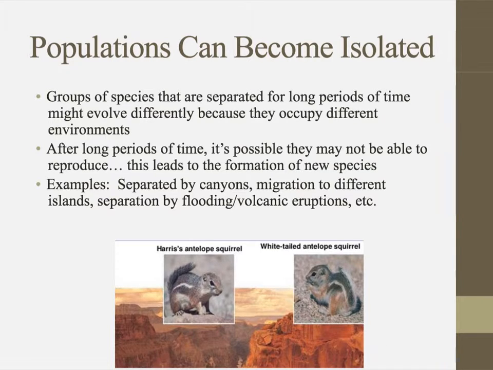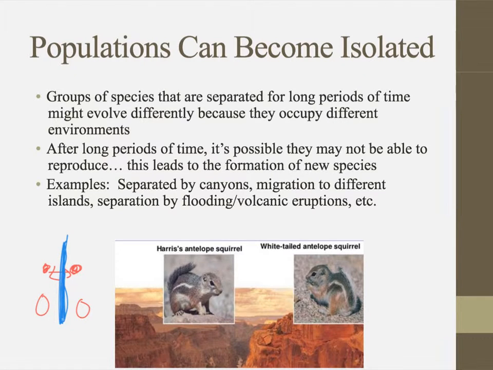So, for example, if they are living in the same area and that area gets separated by a canyon, or if some group of that original population migrates to a different island, or if a river floods and it separates two groups, and so here's my river, here are my two groups of organisms, and usually they're able to crisscross and go and breed with each other. If this river floods and they're not able to cross it anymore, now I have two different groups of the population that are separated. Same thing can happen with volcanic eruptions, a whole host of things.